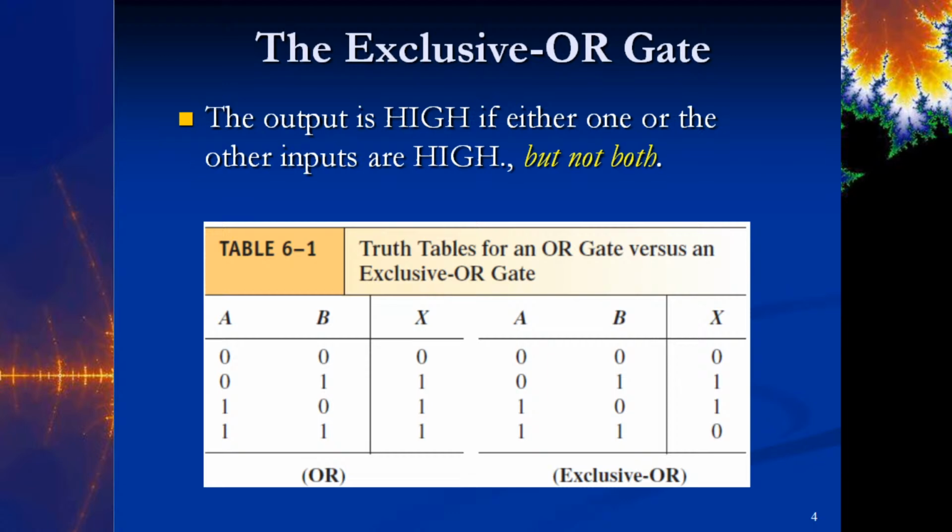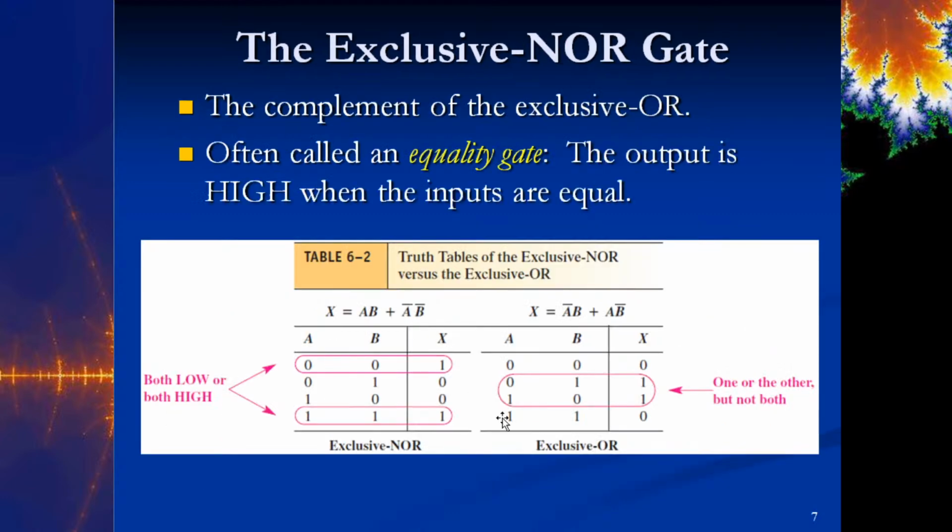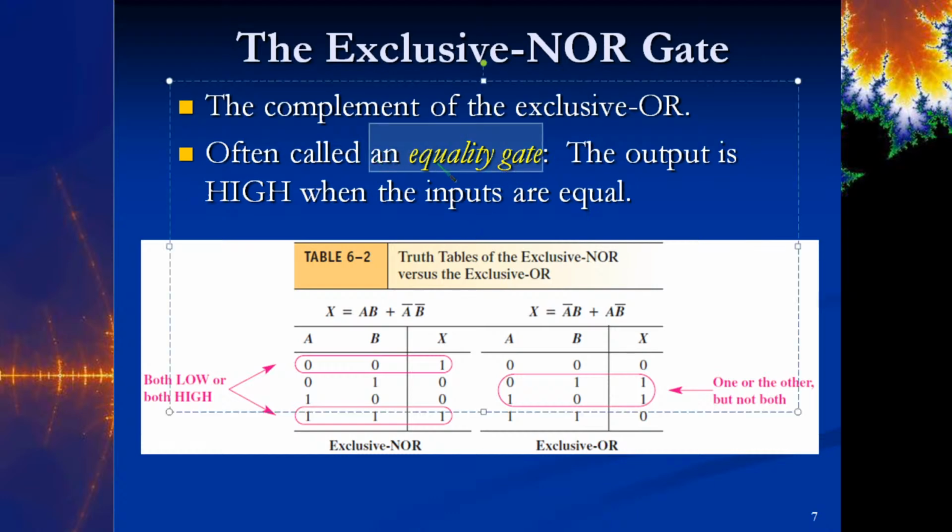So the exclusive OR, either one, but not both. If you invert that, you get the exclusive NOR, where it detects whether you have both low or both high, and that produces a high on the output. It's just the inversion of this one. And we call that the equality gate. That's a great question for me to ask on a quiz or a test.